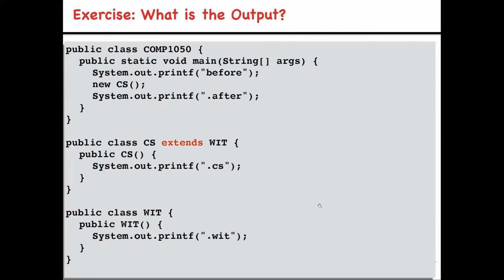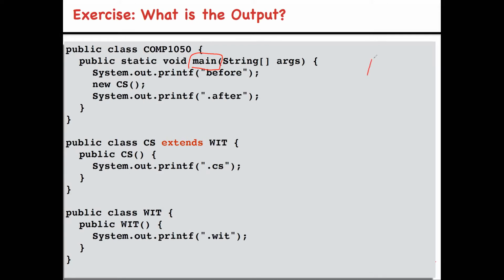All right, so let's look at the output of this one. This is a very similar thing as well. It's shorter, smaller than the other ones, but it's very similar. So we have the pen back out here again. We have a class here that contains main. So it's just a separate class. And then we have this Wit class and the CS class that extends Wit.